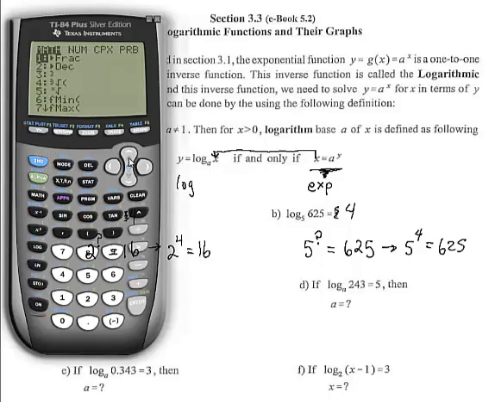Like I said, the newer edition calculator log base just makes it easier by being able to type the numbers into a subscript. Some calculators don't do it that way, but in our case our subscript would be 5 and the argument would be 625, and if we hit enter now, our calculator returns the value of 4.